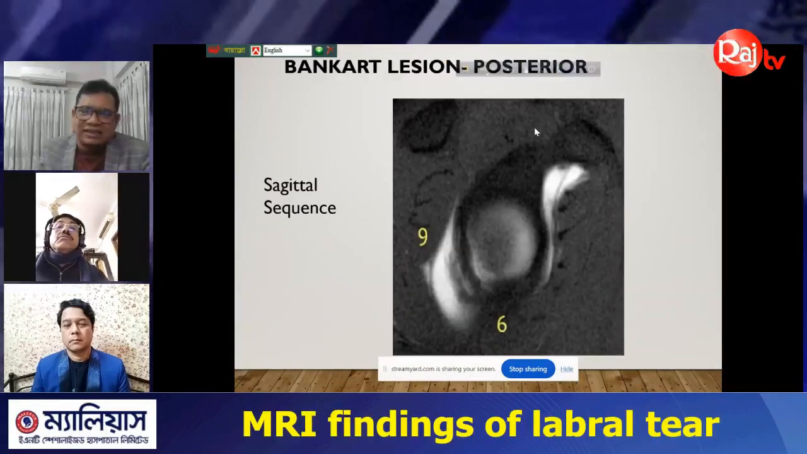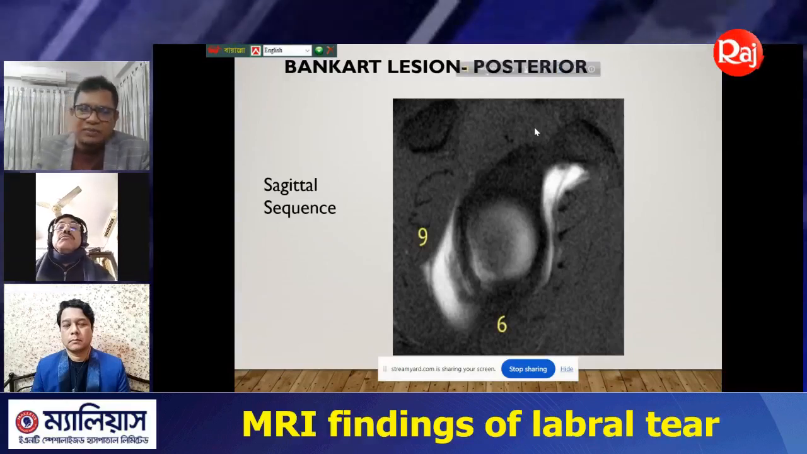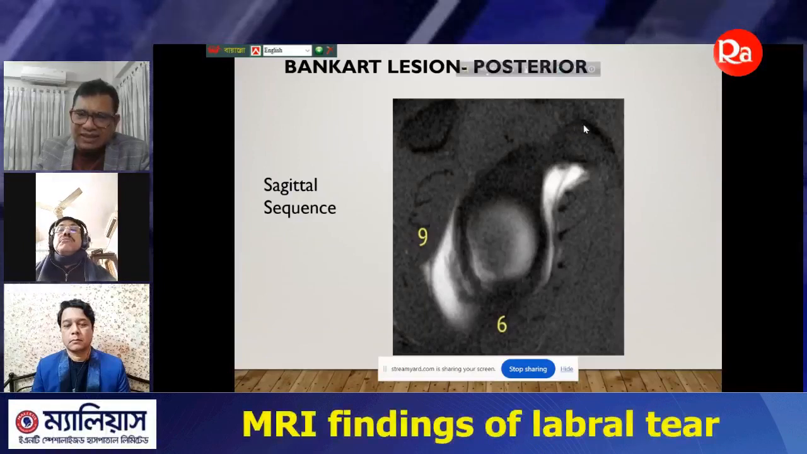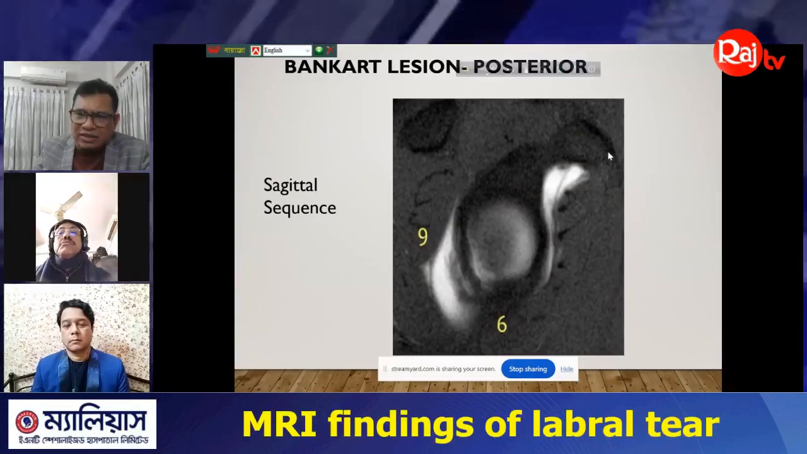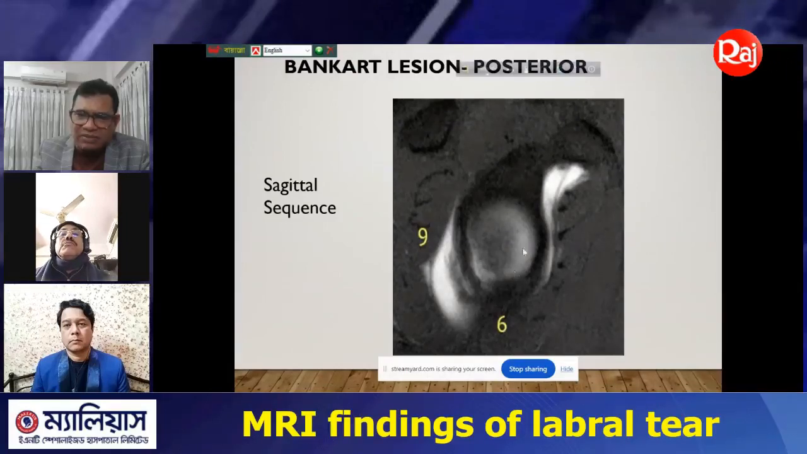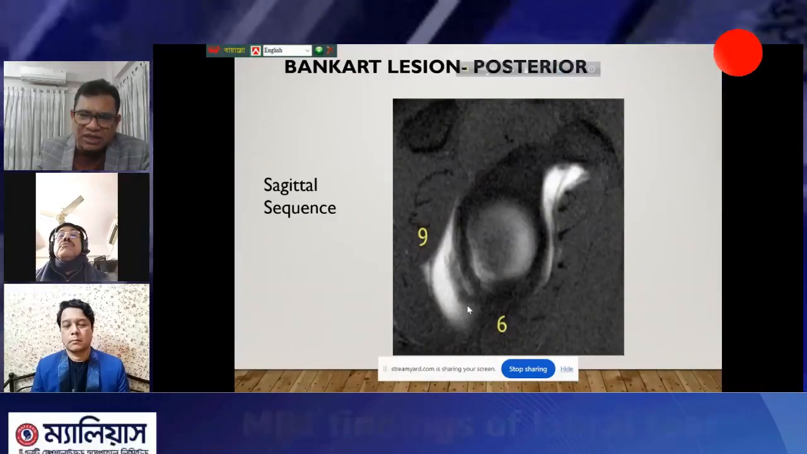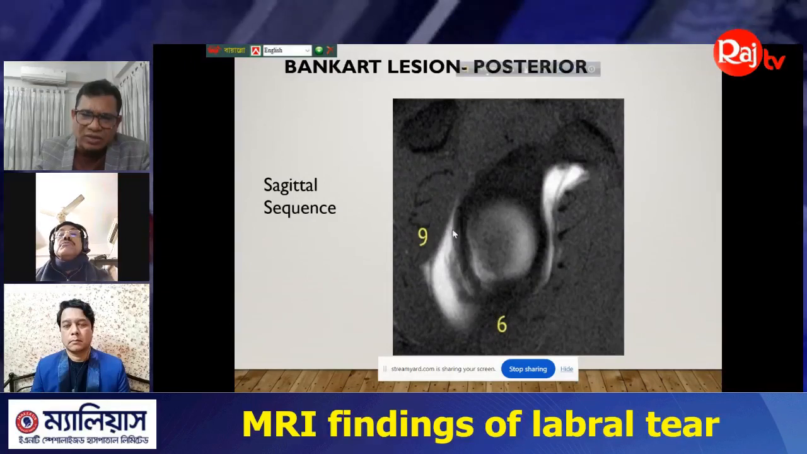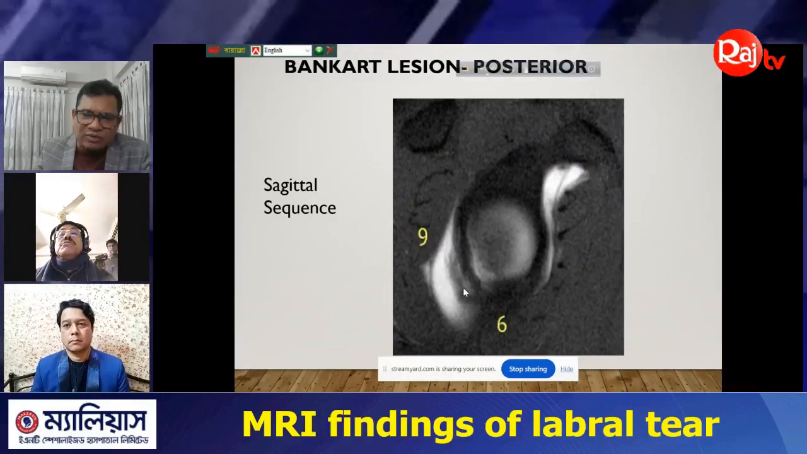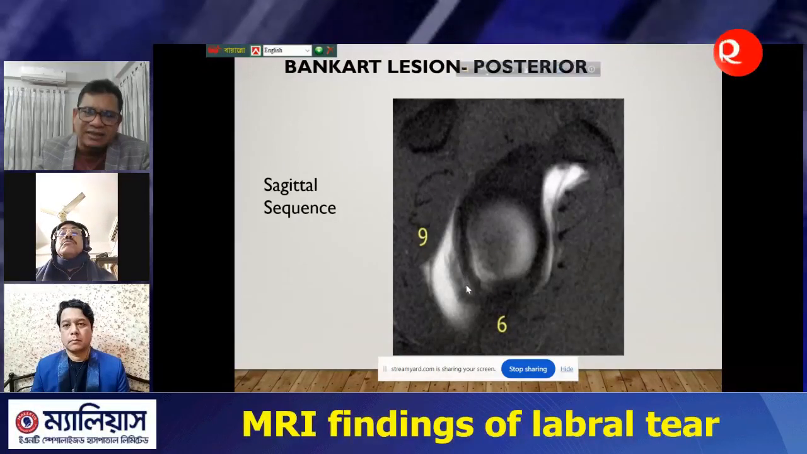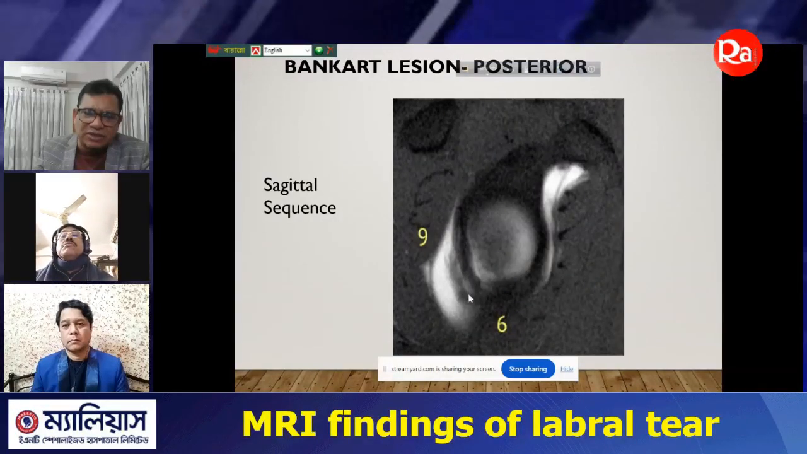And another slide of posterior Bankart lesion. This is a sagittal cut. That is anterior, that is the coracoid. This is the anterior rim, and this is the posterior rim. This lesion is found at the 6 to 9 o'clock position. This is the posterior Bankart lesion, and it is due to recurrent posterior dislocation of the shoulder.